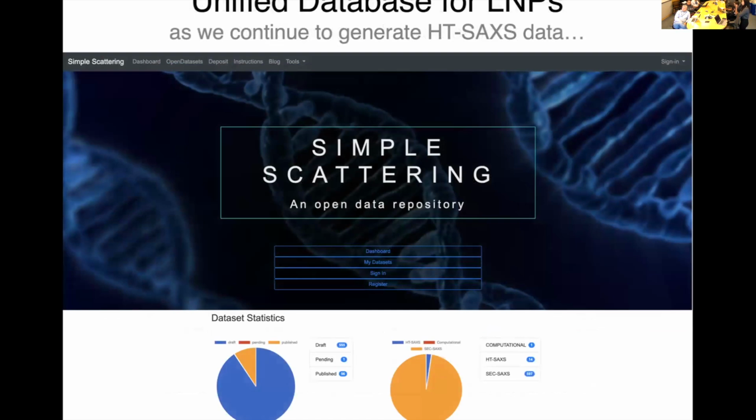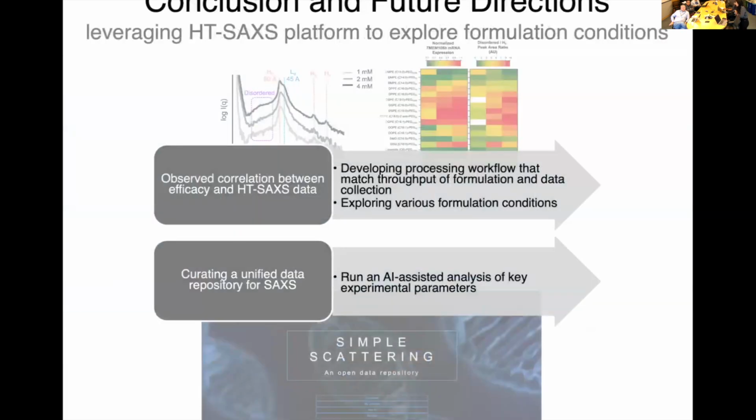And as we continue to generate more and more data from our high throughput platform, we saw the need to create a unified database for LNPs. So we have a website, an open data repository, SampleScattering, where we are starting to deposit more and more of these lipid nanoparticle data sets, in the hopes that in the future we can come in with AI-assisted algorithms, for example, to better design lipid nanoparticles and also vaccines.